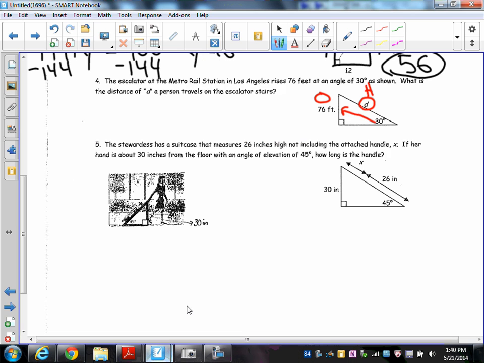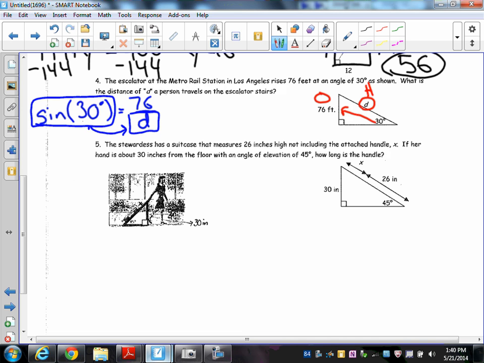So whenever I go back to this problem, I'm going to say the sine of 30 degrees is equal to 76 over d. Whenever our variable is in the denominator, we switch these values around. This is a basic Algebra 1 trick that I hope you all know. So d is going to be equal to 76 over sine 30. And whenever I use my calculator, I will get an answer of 152.